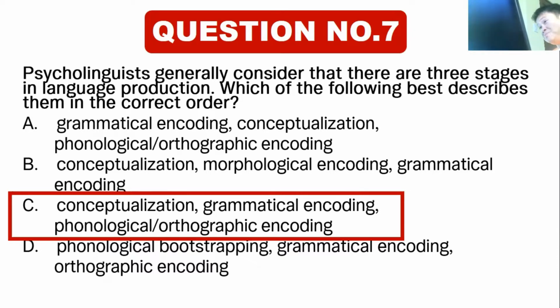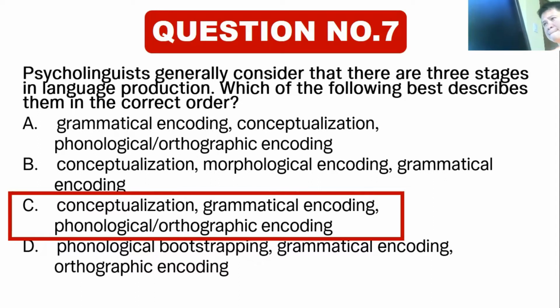According to Philip Banyard et al. in their book, Essential Psychology, there are three stages in language production, and they are, letter C, conceptualization, grammatical encoding, and phonological or orthographic encoding. Of course, other experts have different opinions. Some say there are four stages, but let's stick to what Professor Banyard and friends give us. In the book, Essential Psychology, there are three: conceptualization, grammatical encoding, and phonological or orthographic encoding.